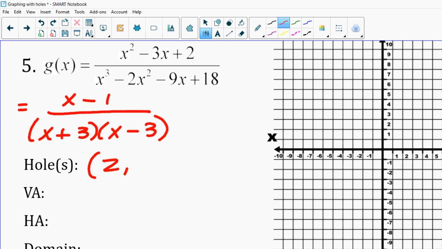Now, to find the y value of the hole, what do I do? Plug that x into what's left. All right, 2 minus 1 over, the bottom's factored, that's fine, 2 plus 3 times 2 minus 3. What's this? Negative 1/5. Yeah. There's my hole.